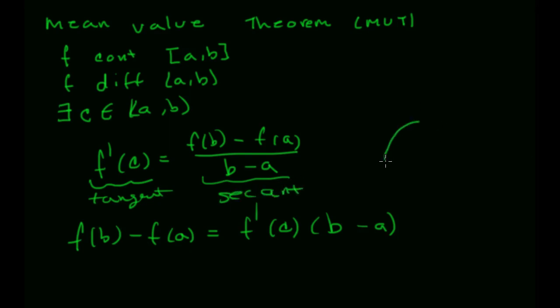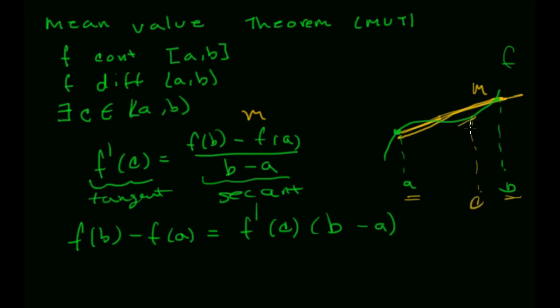So if you kind of think about what's happening here, I have some function f. Let's say this is the value a, this is the value b, and I connect those with some sort of secant going between them. Then we're going to say that this has a slope. That's this slope here, right? Because that's f of b minus f of a, y2 minus y1 over x2 minus x1, right? And what we're saying is that there has to be some point C, perhaps like here, where the slope of the tangent line is the same as the slope of the secant line.